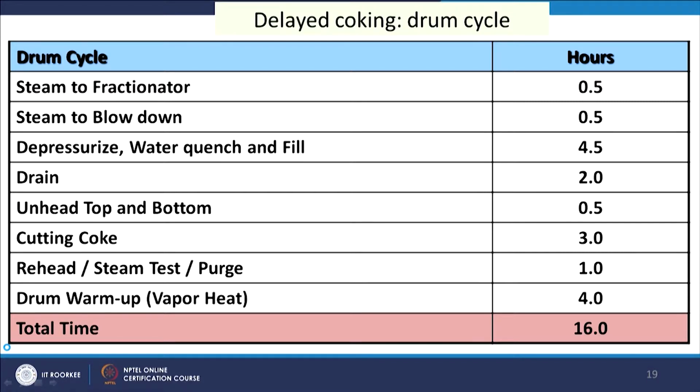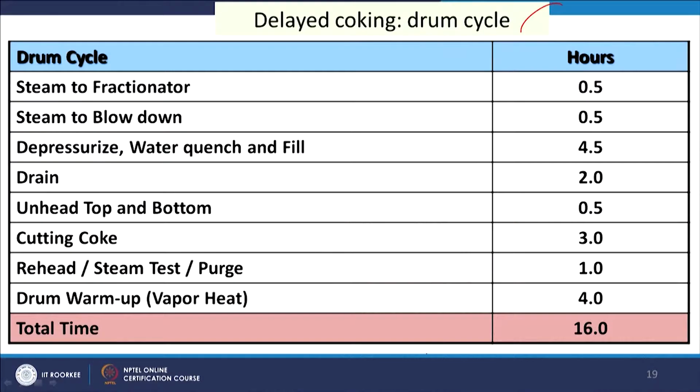Once the coke drum fills, we have to remove the coke from the drum, and a new drum has to be added. So, if we think about the whole process, it will require some time, and the time distribution for one drum cycle is provided in this table.